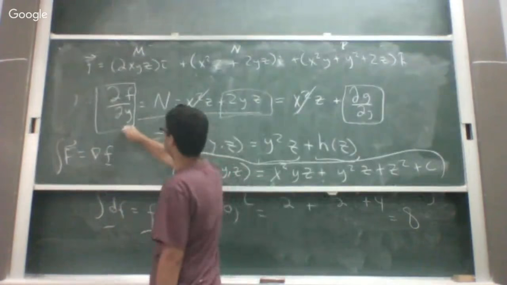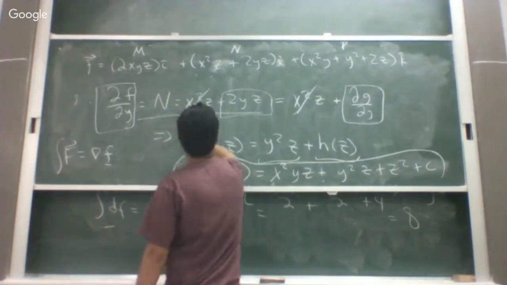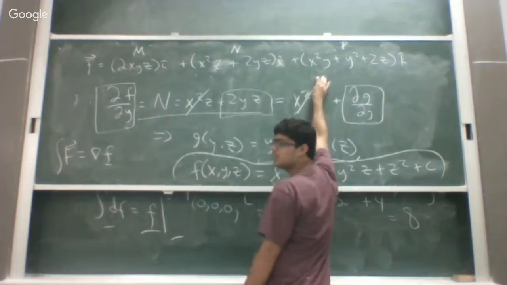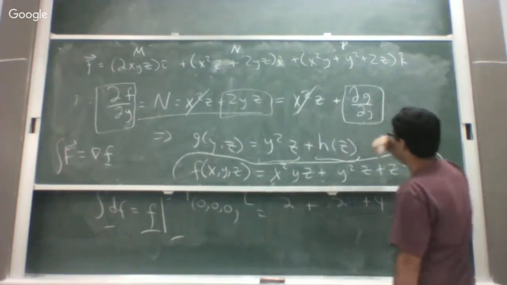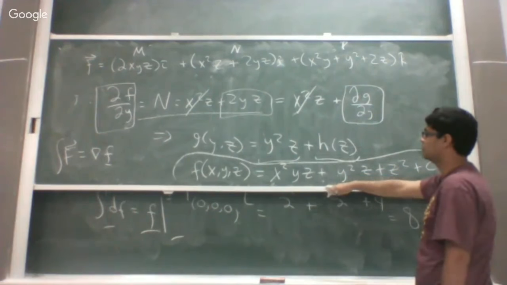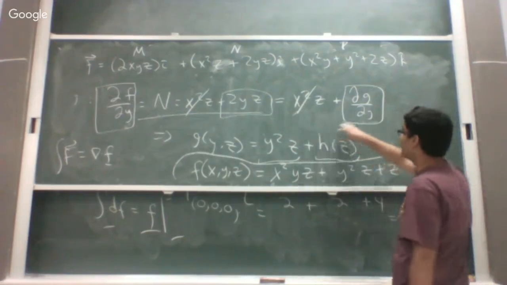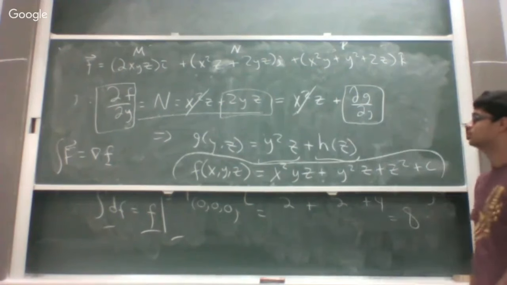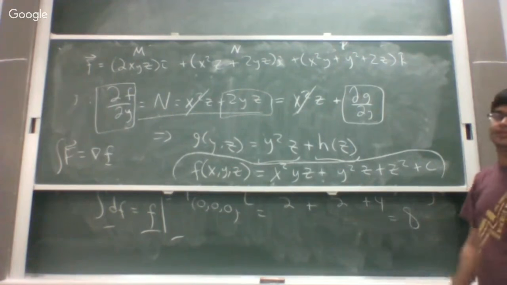With respect to Z, and that's equal to P. That is our value of P. And then you do the partial with G of Y, and then set all of that equal to P.